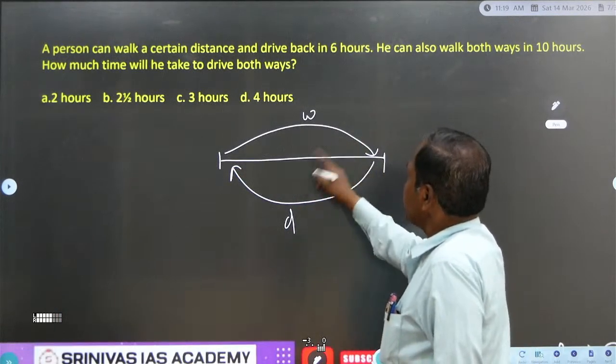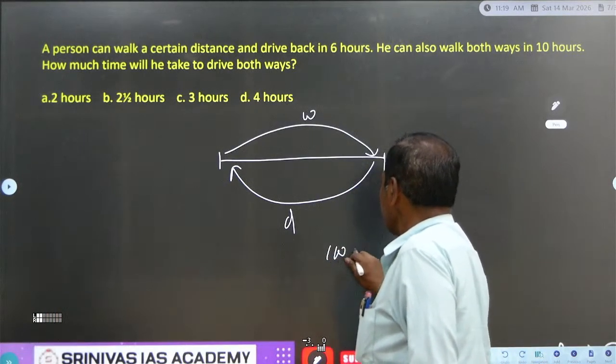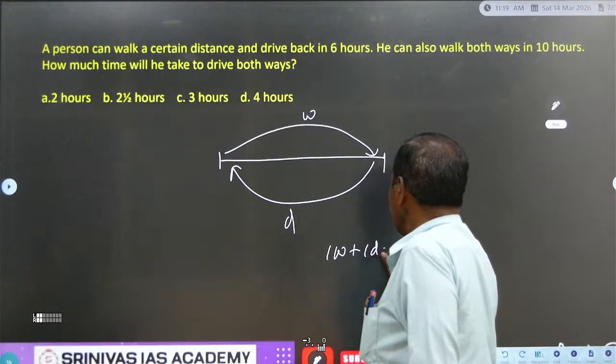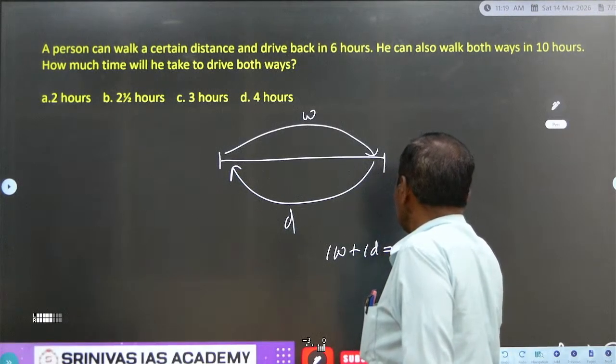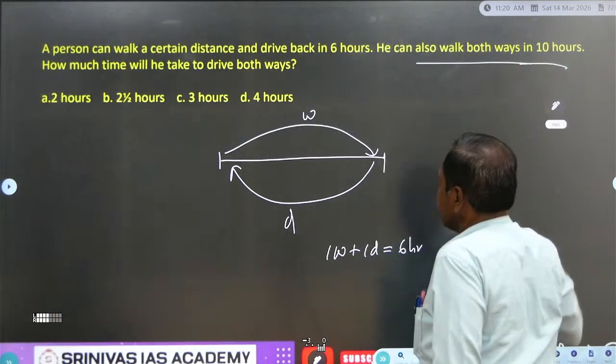Both walking plus driving takes 6 hours. So one walking plus one driving takes how many hours? 6 hours. Right. He can also walk both ways in 10 hours.